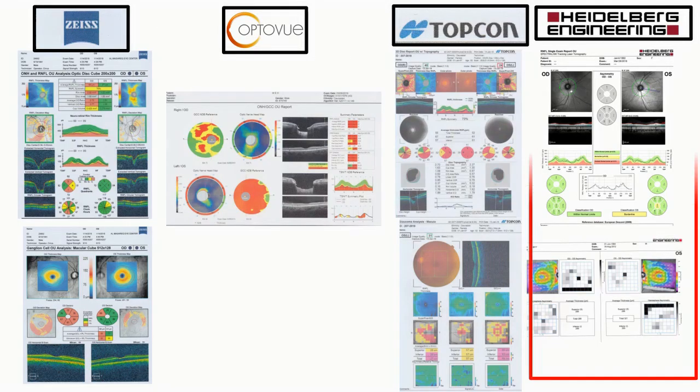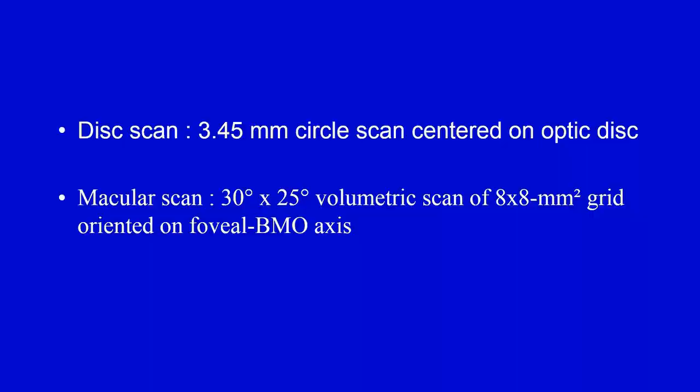The last is the Heidelberg. The area examined is 30 by 25 degrees. One more thing, the software locates the fovea and the Bruch's membrane opening, and the axis joining them is determined. The size of the area examined is 8 by 8 millimeters.